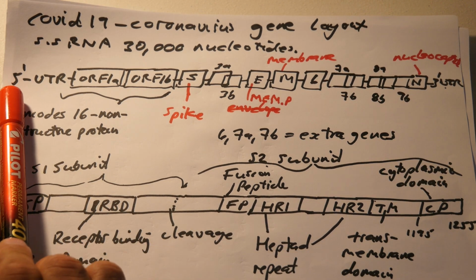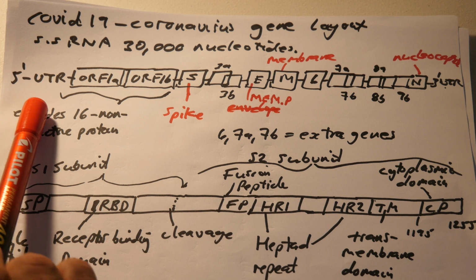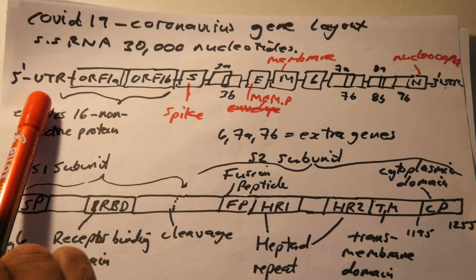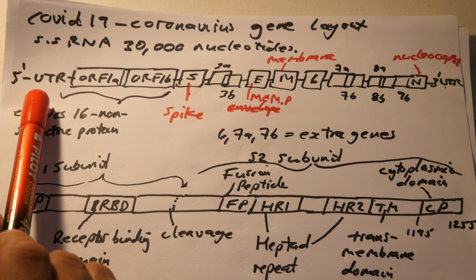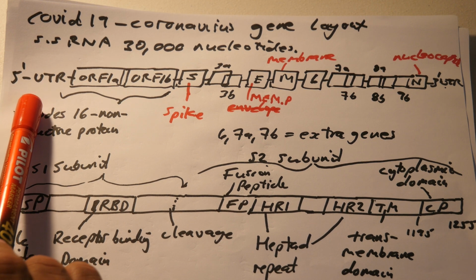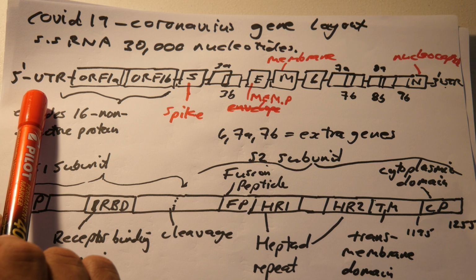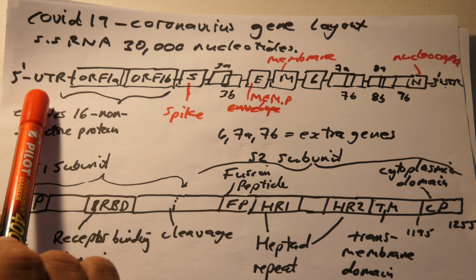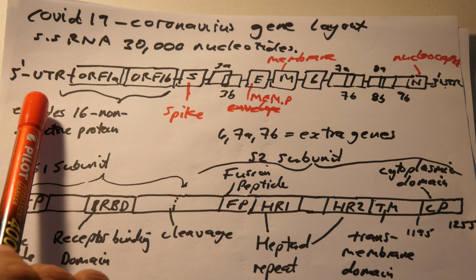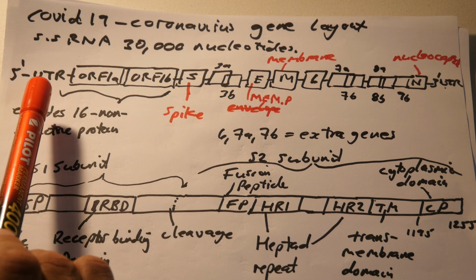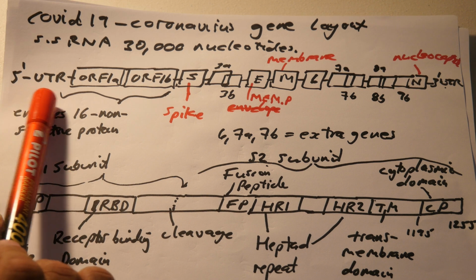So at one end is the 5' untranslated region. That is a section that basically doesn't have any genes and it makes no proteins. But it does form molecular interactions with viral and host cell proteins, human cell proteins, okay?